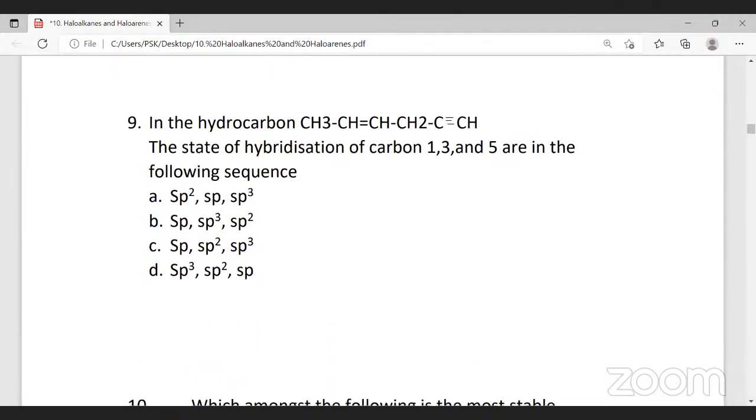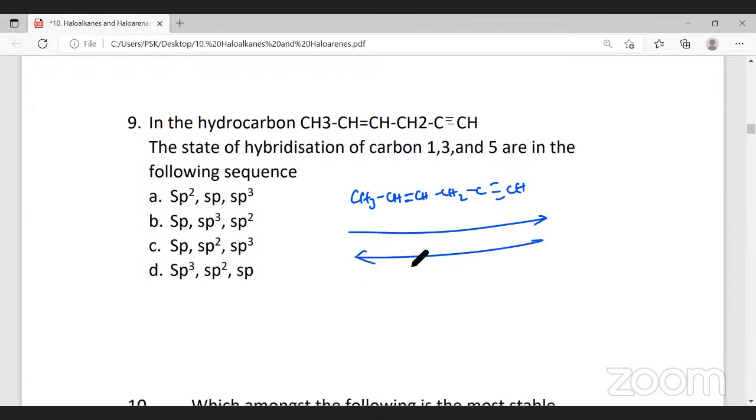In the hydrocarbon CH3, CH double bond CH, single bond CH2, single bond C, triple bond CH, the states of hybridization of carbon 1, carbon 3, and carbon 5 are asked. Tell me, you have a double bond here as well as a triple bond. So from which direction will you start counting, left to right or right to left? Which will be given the preference?